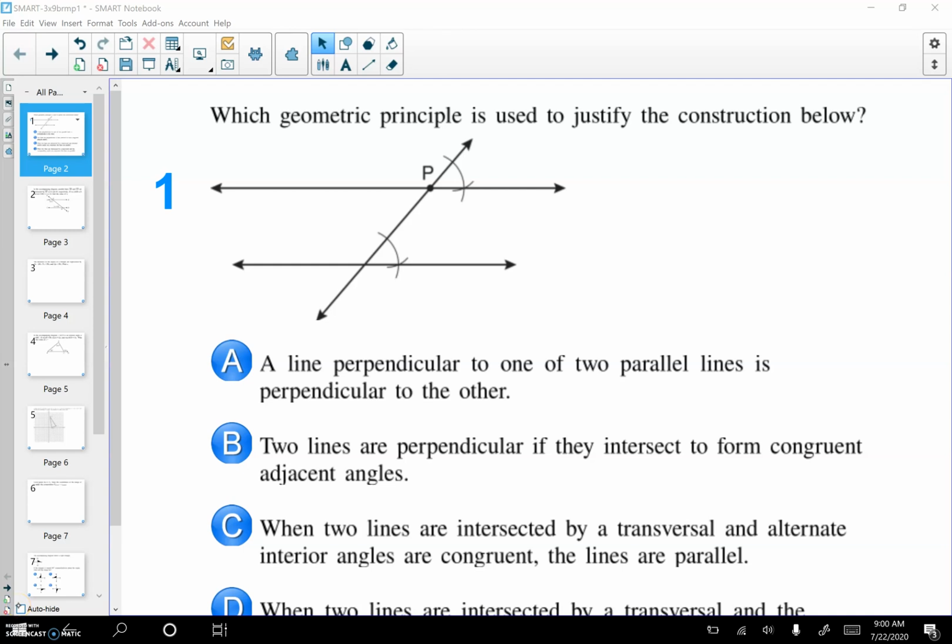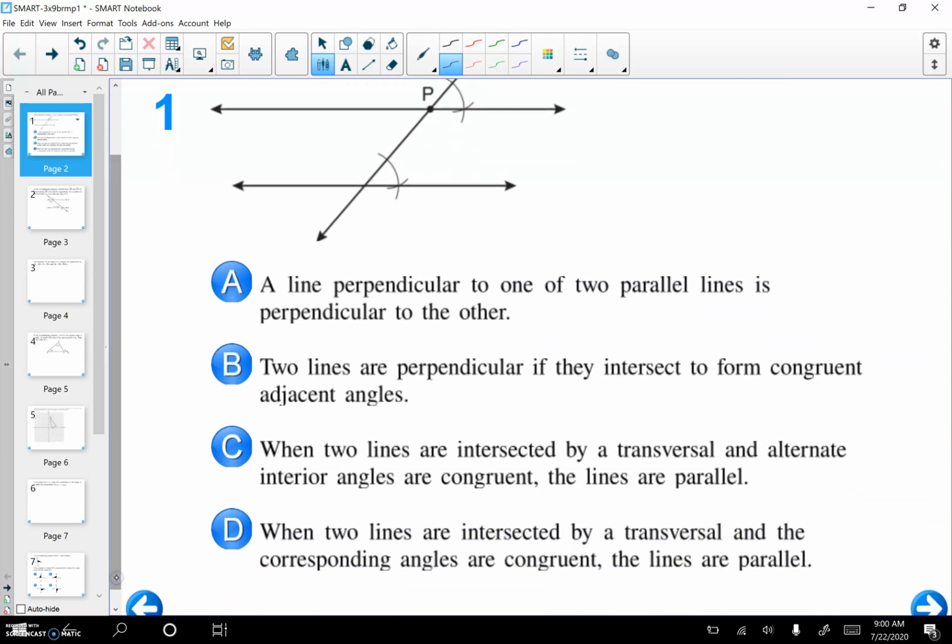So the first one says, which geometric principle is used to justify the construction below? Now, I know we didn't do constructions, but it does help us prove or talk about our different types of parallel line angles, all right? And when you have one on the inside and one on the outside on the same side of a transversal, you end up with two parallel lines that form corresponding angles, okay? So if you remember, these are an example of corresponding.